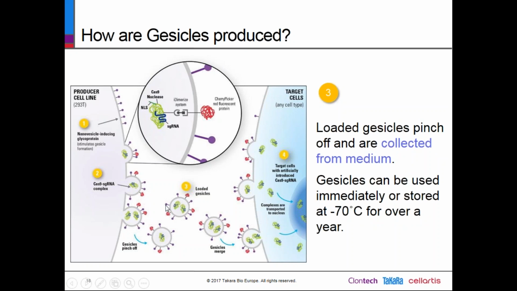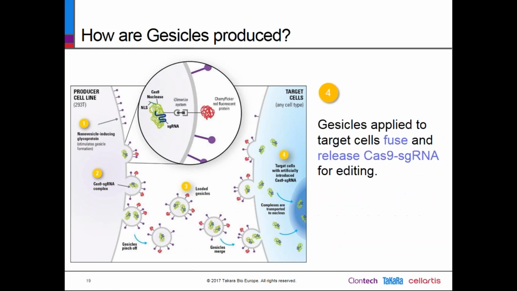So next step is that the loaded jasicles will just pinch off the cells and can be collected from the cell culture supernatant, similar to lentivirus. And the jasicles can then either be used immediately or stored at -70 for over 1 year. When you apply the jasicles to the target cells, they will just fuse with the cell membrane and release the active Cas9 protein together with the guide RNA for the gene editing.